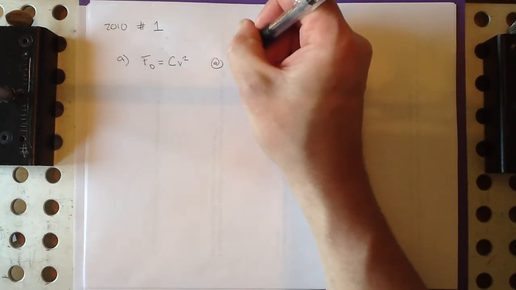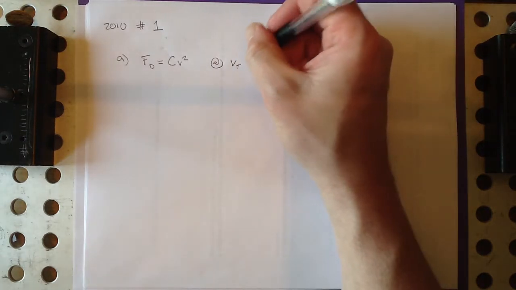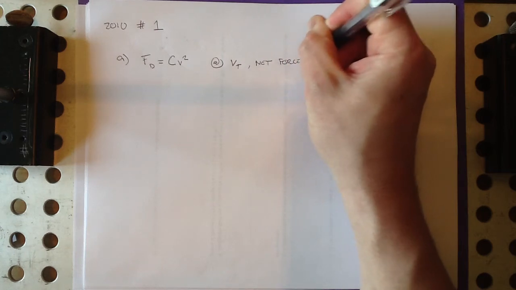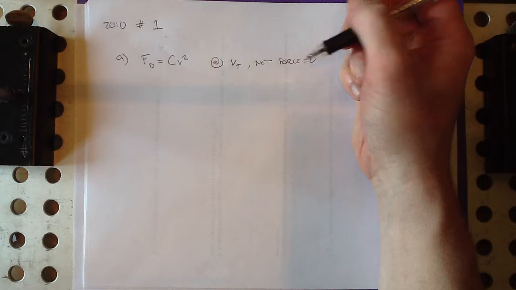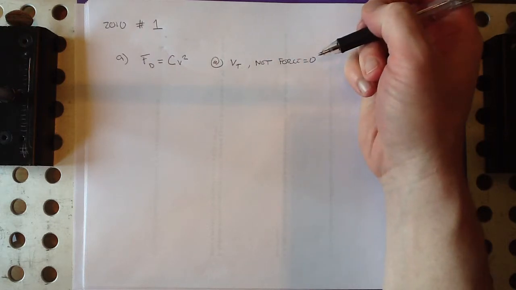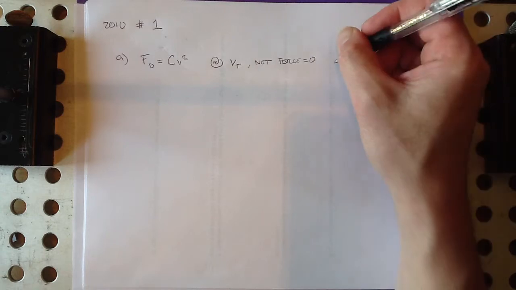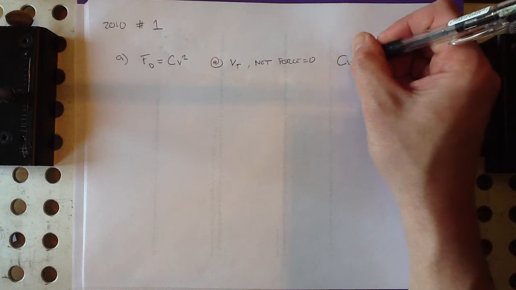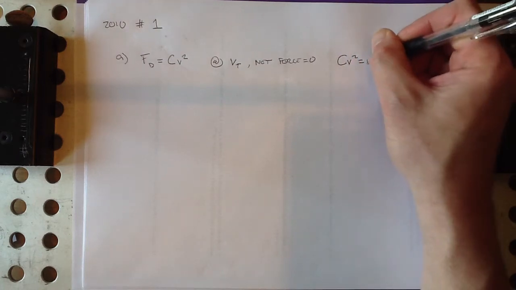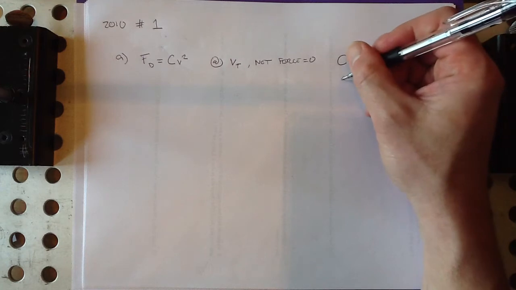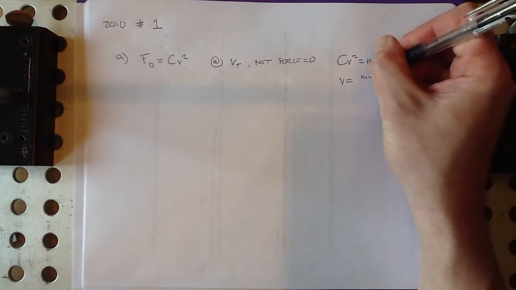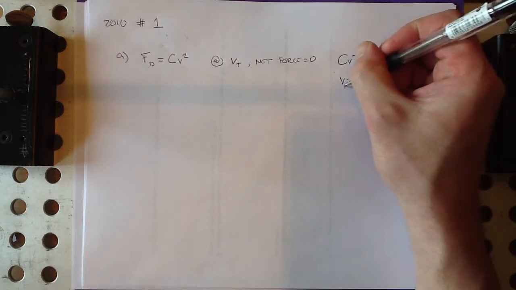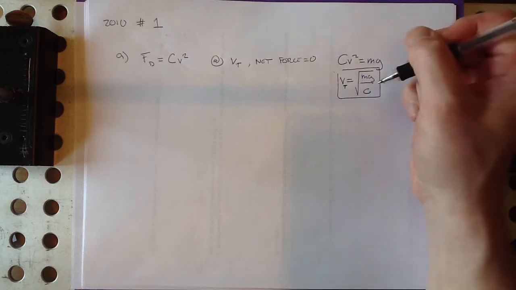At terminal speed, net force is equal to 0, right? Because it's reached a constant speed. So no acceleration means no net force. That means that the drag force must be equal to the gravitational force. So c v squared must be equal to mg. So v would be equal to the square root of mg over c. So that is an expression for the terminal velocity.